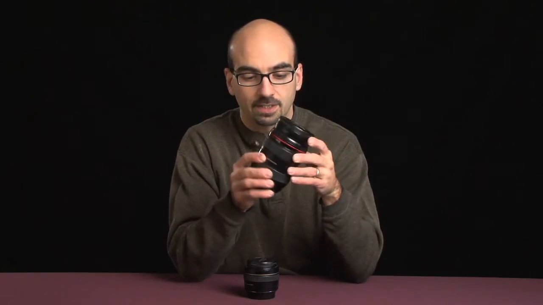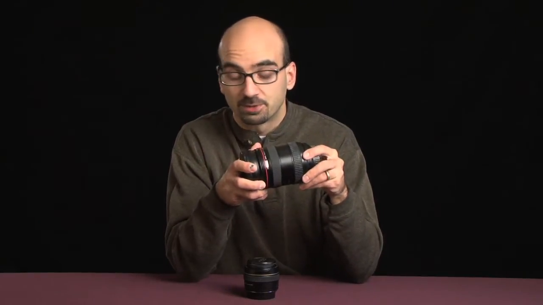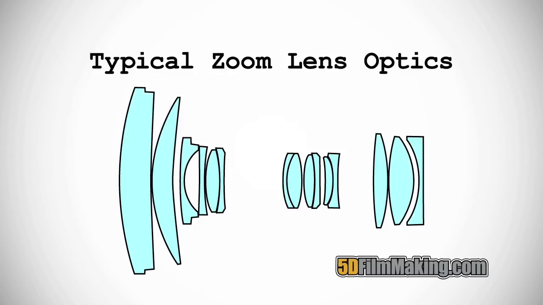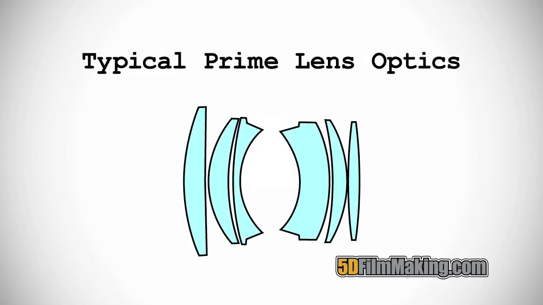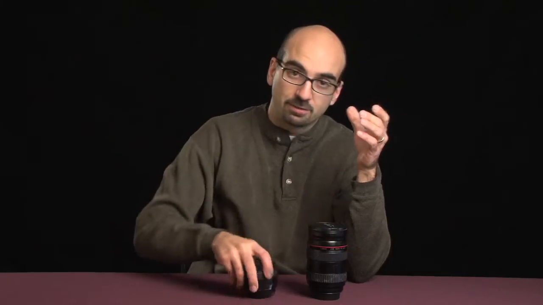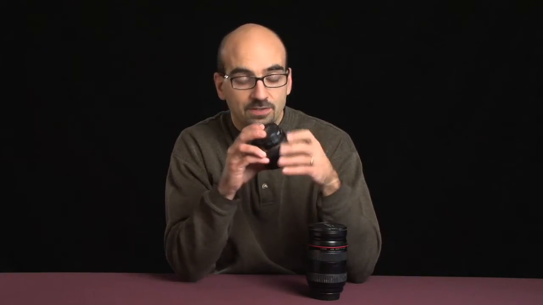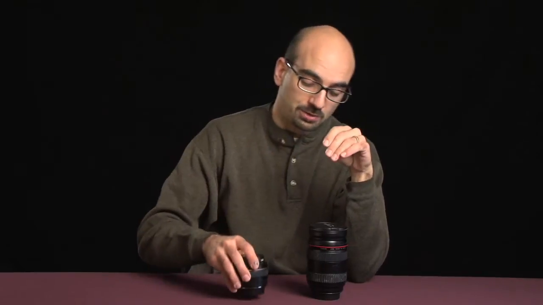All else being equal, and of course there are differences of opinion and there will be exceptions to every rule, but all else being equal, a zoom lens has more optical elements, more actual pieces of glass inside of it than a prime lens. Now, aside from making a prime lens smaller and lighter, which can be an important consideration under some circumstances, the advantage of having fewer elements is twofold.